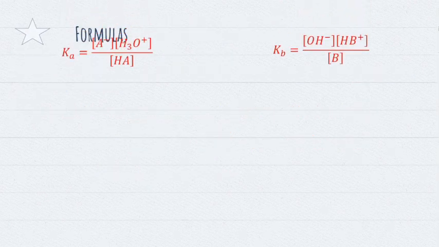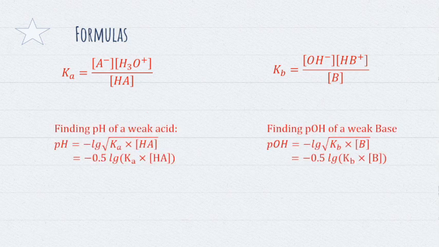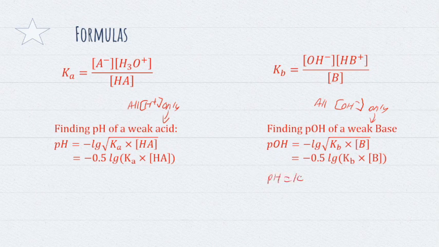For formulas, we have the two constants right here, followed by the finding of pH or pOH of a weak acid or weak base. Of course, the condition is that all the H+ only comes from the weak acid. Likewise, all the OH- comes only from the weak base. Of course, if you want to find the pH of a weak base, you just need to put in 14 minus pOH. This is valid at 25 degrees Celsius because this is the value of Kw at 25 degrees Celsius. Alternatively, 14 plus 0.5 log Kb times the concentration of B.